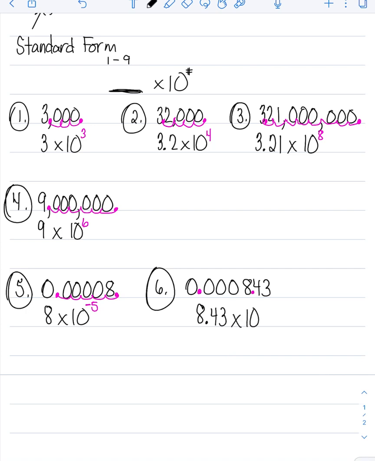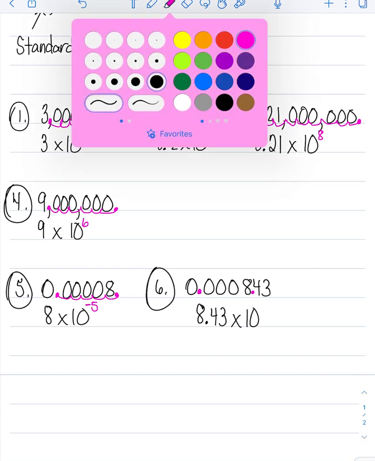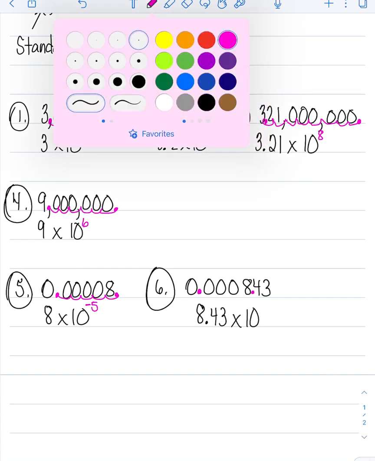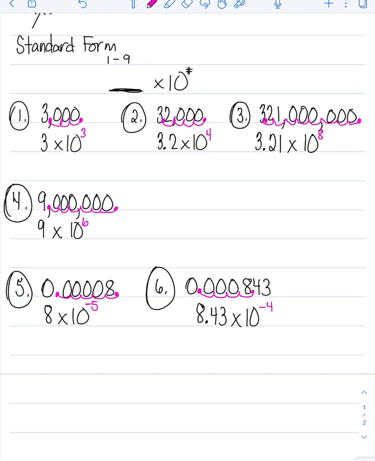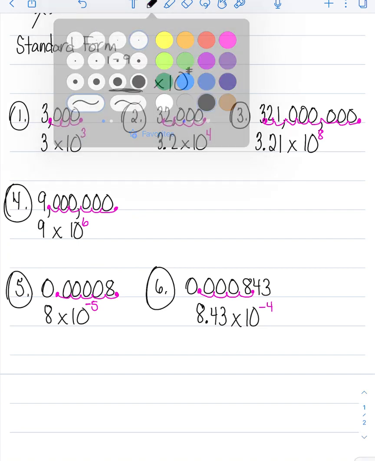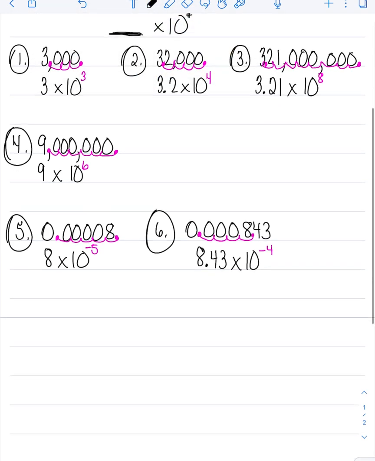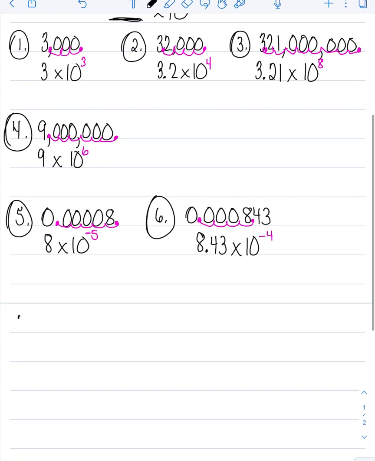8.43 times 10 to the, and let's take a look at how far we move our decimal. 1, 2, 3, 4. And since it's a small number, it's going to be a -4. Now from here on out, I'm just going to stay in black because I've shown you pretty much what's going on. So let's do a couple more examples of these.